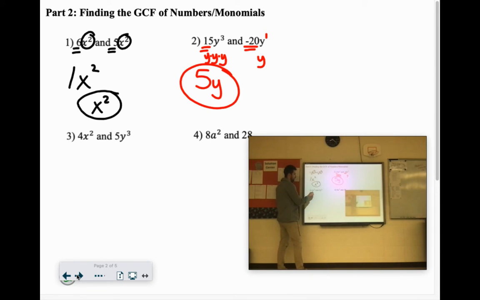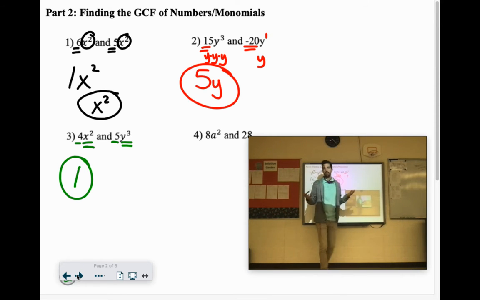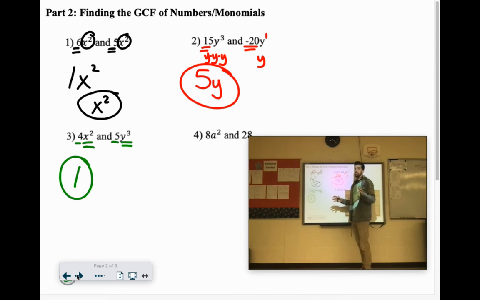Over yonder, let's look at 4 and 5. Largest thing they have in common is 1. X to the second and y to the third. They're different variables, so they don't have anything in common. So our greatest common factor would just be 1, and that's okay. That happens. So you can never say there's nothing in common. They always have 1 in common.